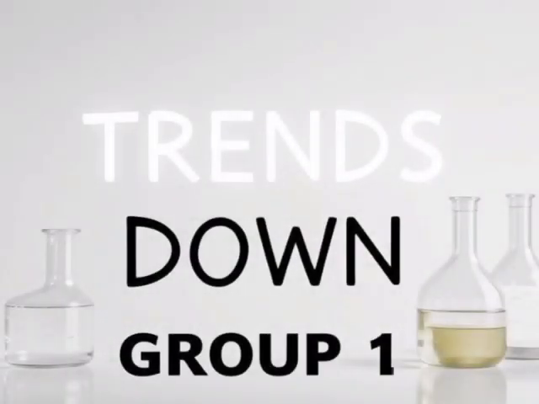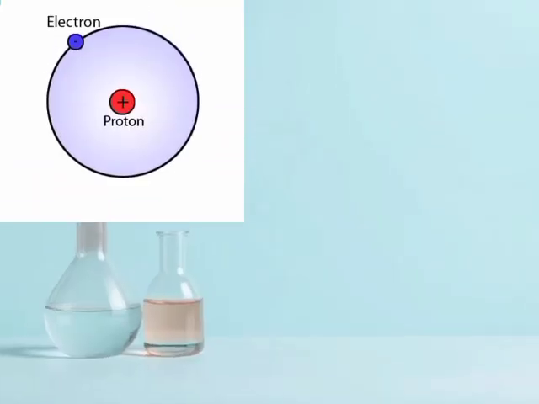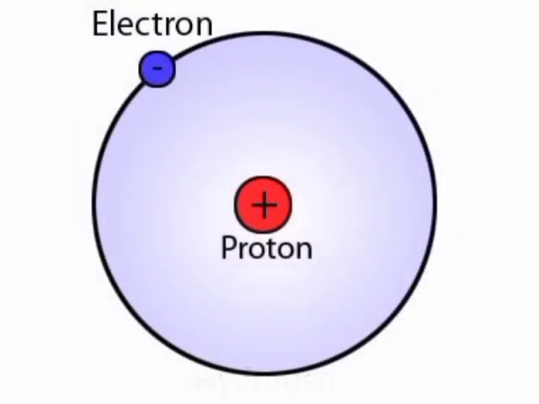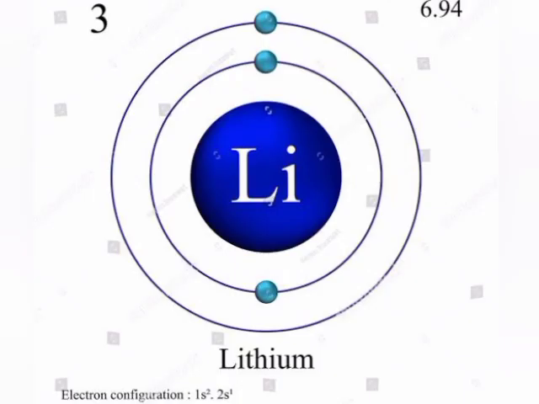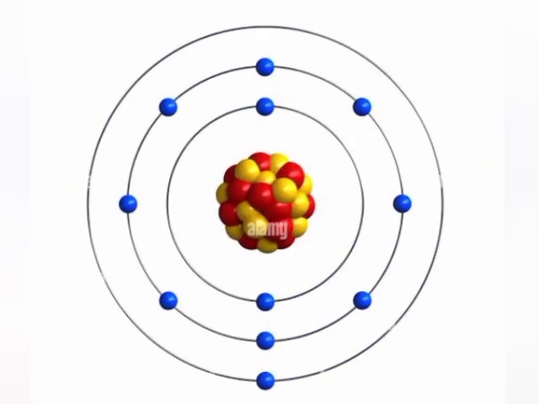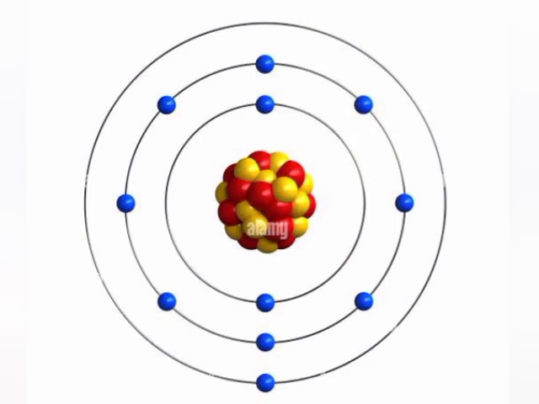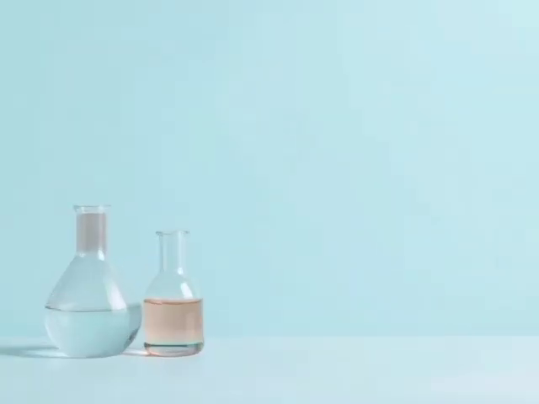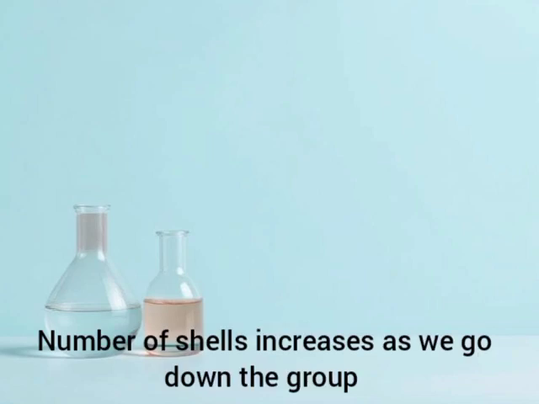Great. Now let's look at the trends down Group 1. The first thing we are going to be considering is the atomic radius. From these images, we can see the number of shells these Group 1 elements have. Hydrogen has 1 shell, lithium has 2 shells, sodium has 3 shells, potassium has 4 shells, and so on. So notice that the number of shells increases as we go down the group.